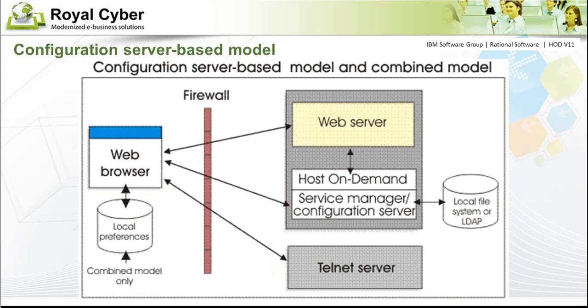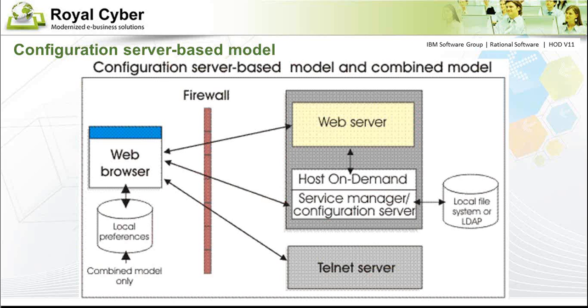The configuration server-based model. In the configuration server-based model, host session information is maintained on the configuration server using the administration client, and the information is defined using a user and group structure. By default, the configuration server stores its data directly on the Host On-Demand server machine, though it can be configured to use LDAP instead. Users access their configurations using either custom HTML files created in the deployment wizard or one of several HTML files that are provided as part of Host On-Demand.